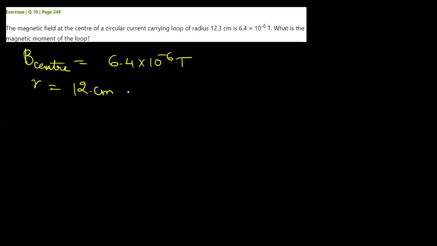Next, the magnetic field at the center of the circular current carrying loop of radius R, B at the center, is given to you. This is 6.4 into 10 raised to minus 6 Tesla. Radius is given as 12.3 centimeter, 12.3 into 10 to the power minus 2 meter. What is the magnetic moment M value you are supposed to find? So there's a direct relation. Magnetic moment formula we know: magnetic moment is current into area.